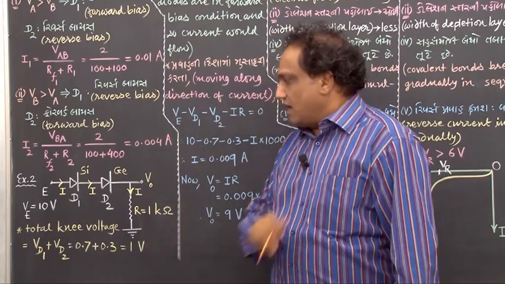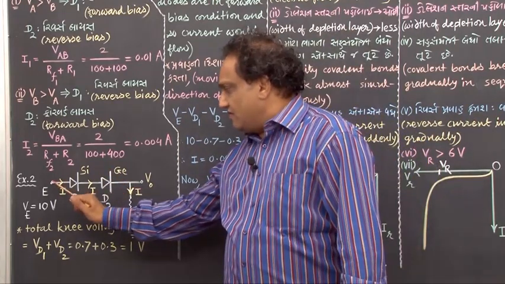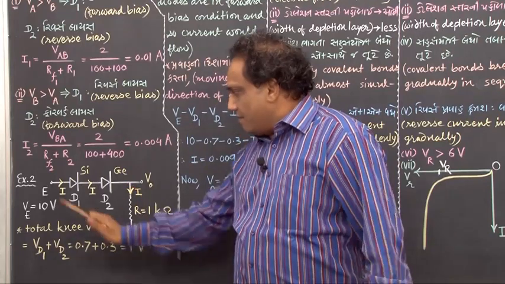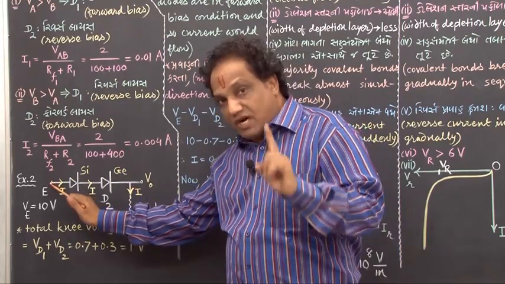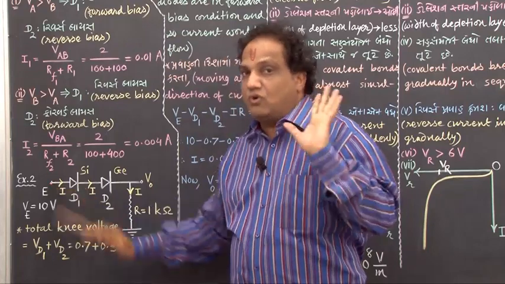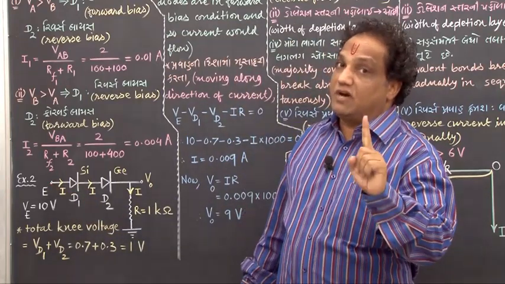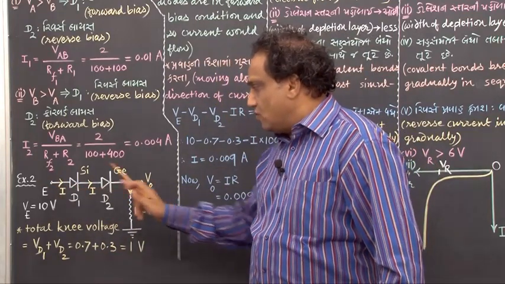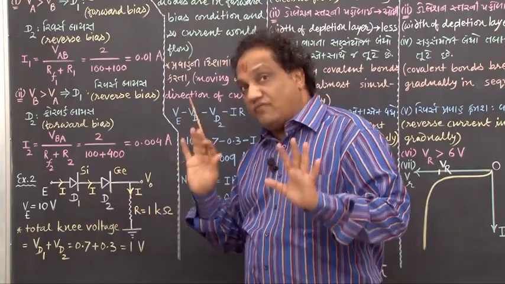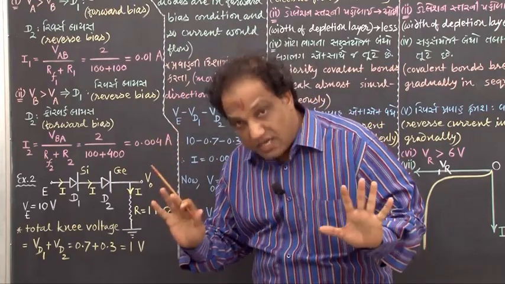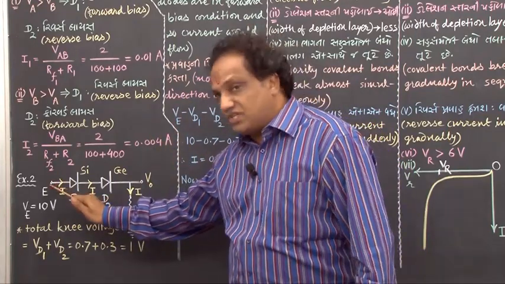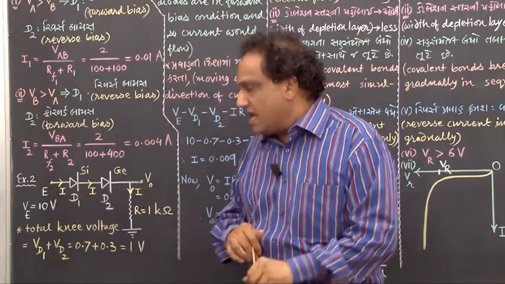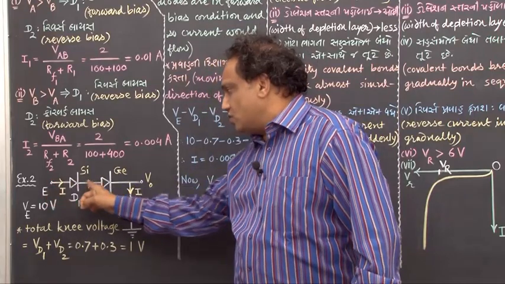volt. Now tell me, if barrier potential between these 2 points, total knee voltage, is 1 volt, then potential applied here must be more than plus 1 volt. Must be more than plus 1 volt. Then only there will be current through these 2 diodes. Then only this series connection will be in forward bias condition. If you apply here potential which is more than 1 volt, then both the diodes will be forward biased and they will allow current to pass through it.